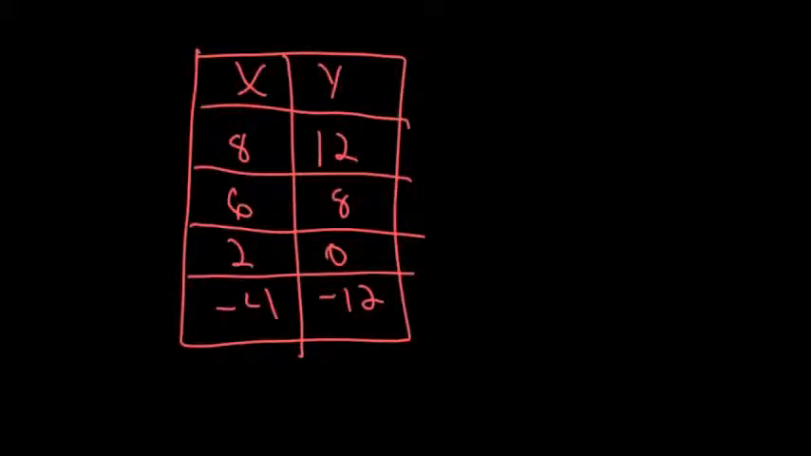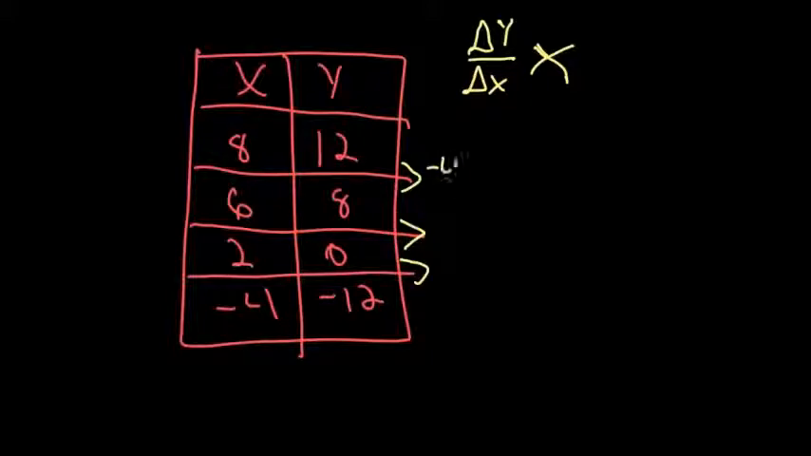Alright, we'll do one more. This is what I finished off my last video with, so we're going to do another one of these just so you see it again. And we need to write our function. Remember, to write a function, it's going to be your change in y over your change in x. And that gets paired with whatever your x is, or your independent variable. So first let's find my changes here. 12 to 8 is minus 4. 8 to 0 is minus 8. 0 to negative 12 is minus 12. Do the same thing here. 8 to 6 is minus 2, 6 to 2 is minus 4, 2 to negative 4 is minus 6.